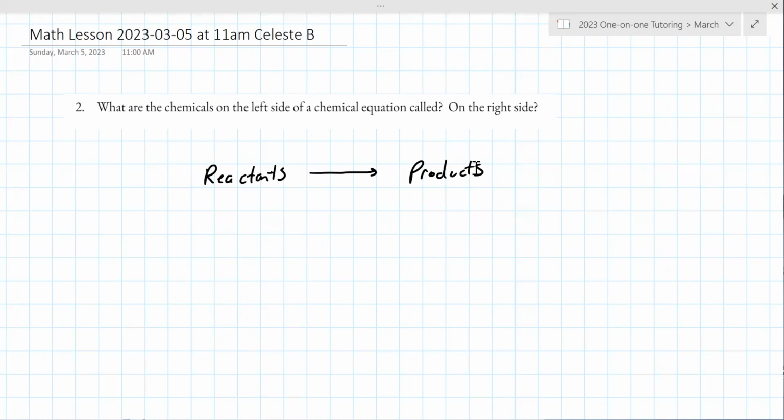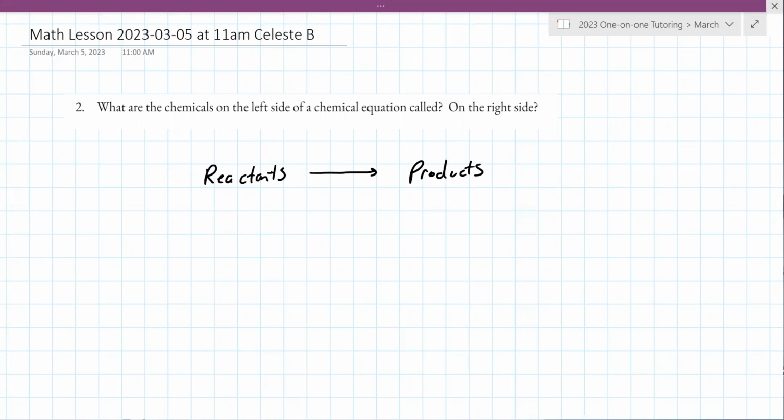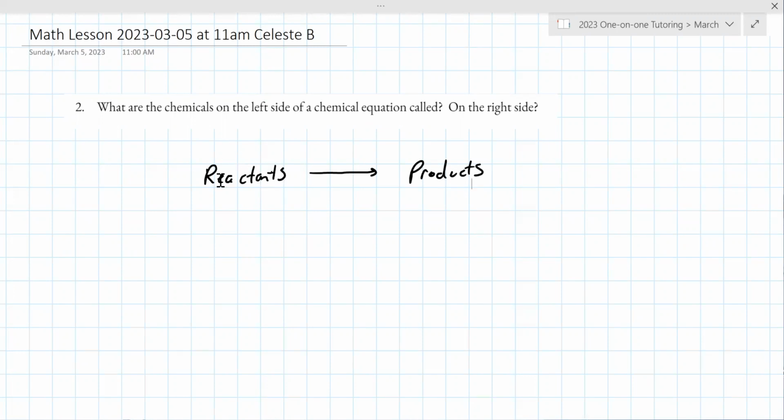Reactant is water, or a product is carbon dioxide, or something like that. And you have to know where they go. One's on the left, one's on the right. All right. Any questions on that before we proceed? No, I have that. Good.